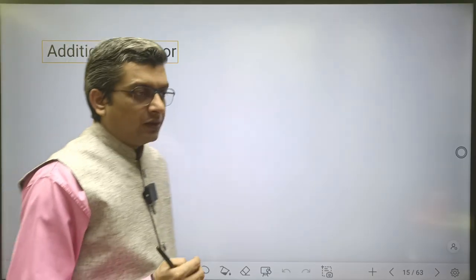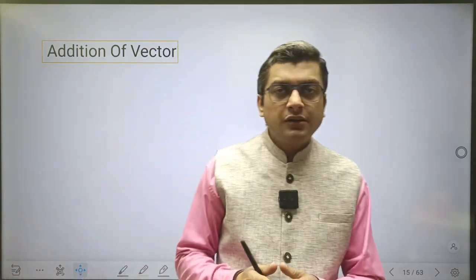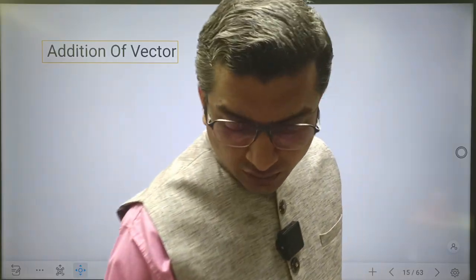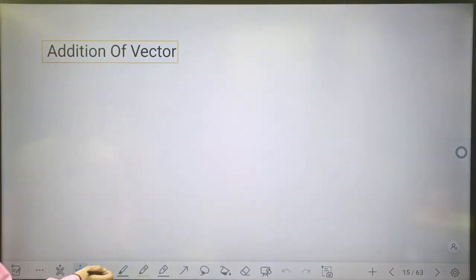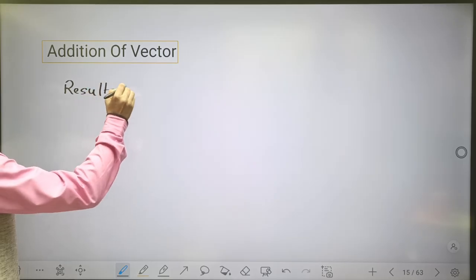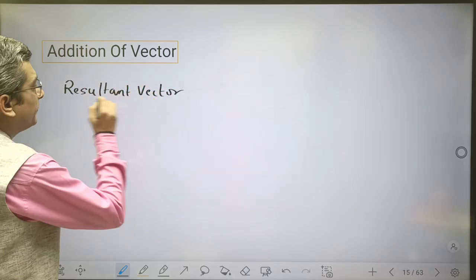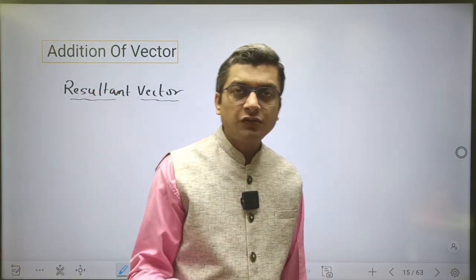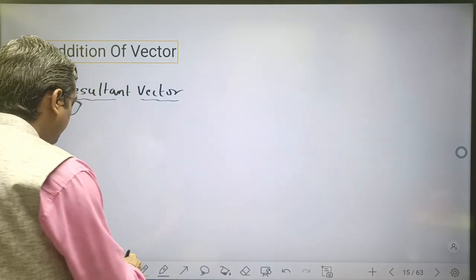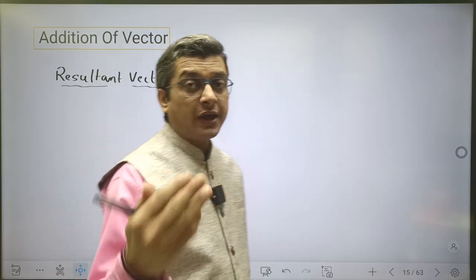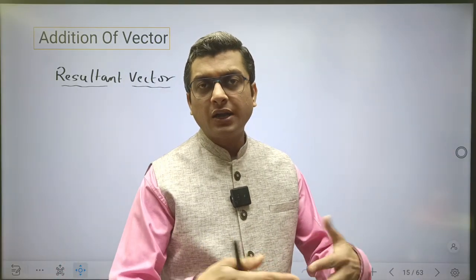Now, addition of vectors. Before starting addition of vectors, let me talk about why we need to add two vectors. Before proceeding to addition of vectors, the first thing we have to keep in mind is what a resultant vector is. When we add two vectors, then after addition we get a single vector, and that single vector is known as the resultant vector. What is the meaning of resultant vector? The resultant vector is that single vector which produces the same effect as being produced by all the vectors taken together.